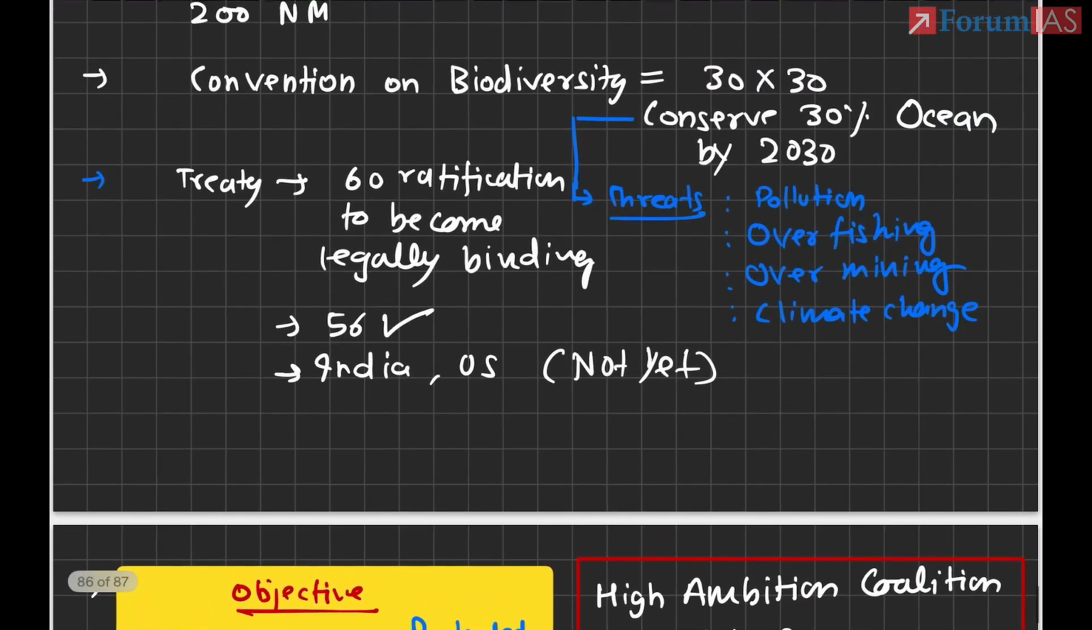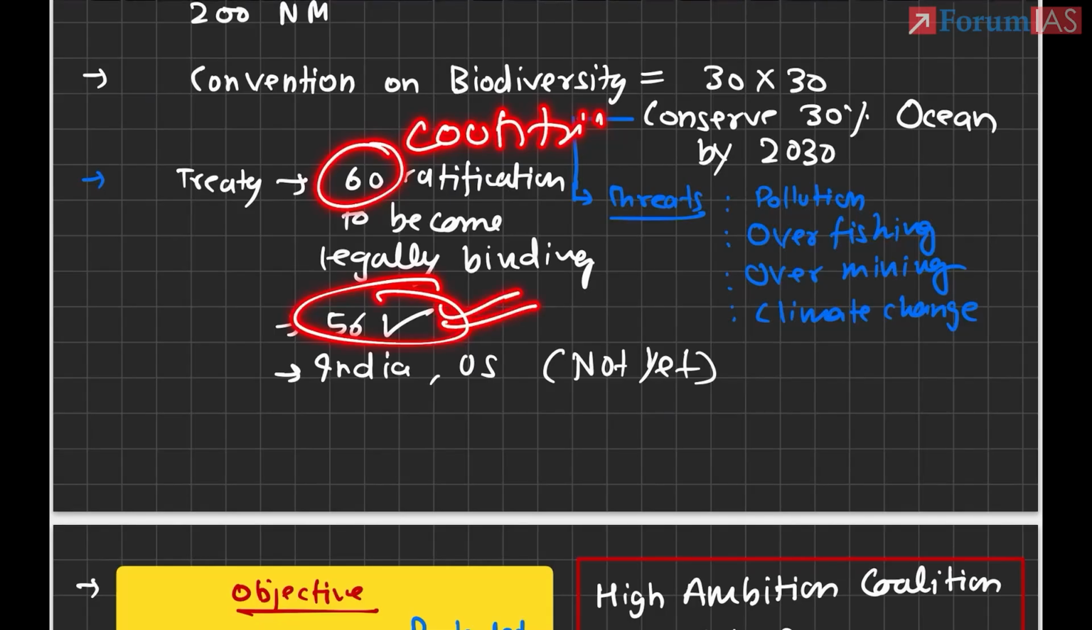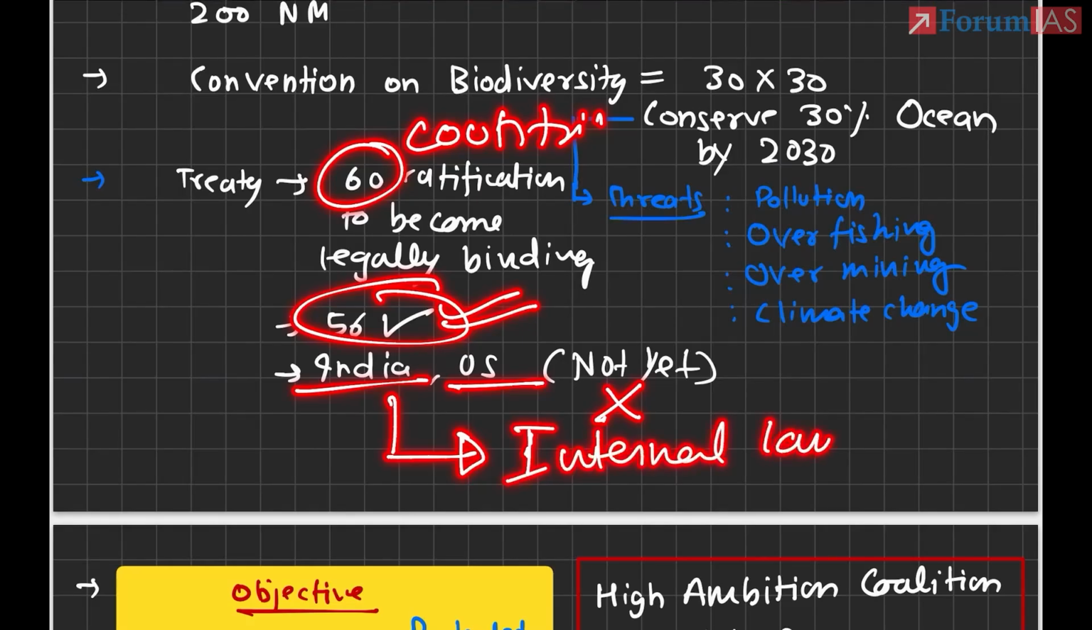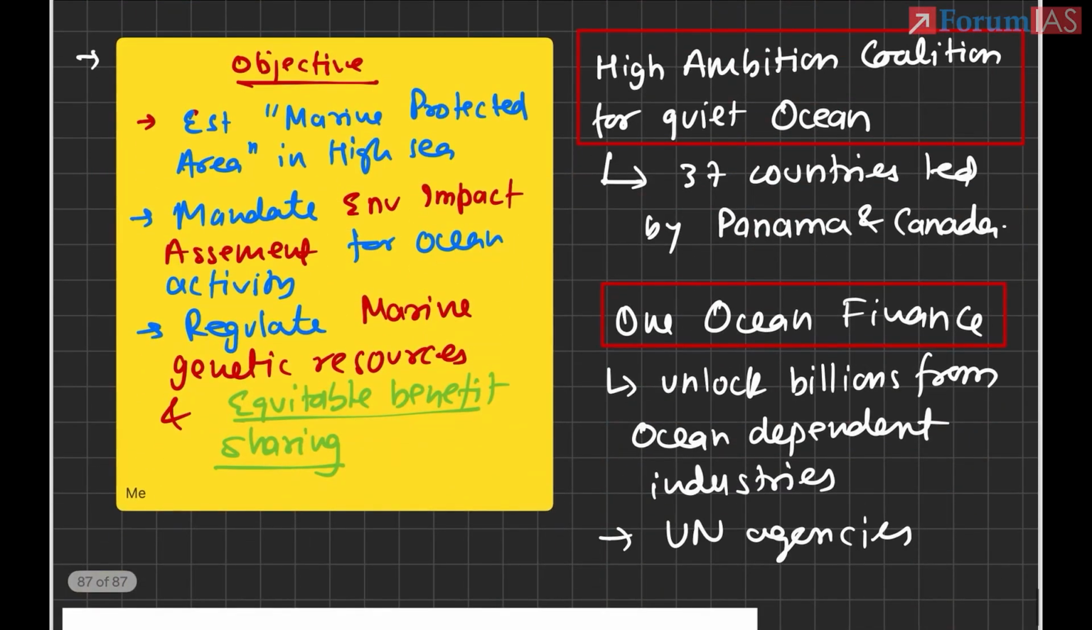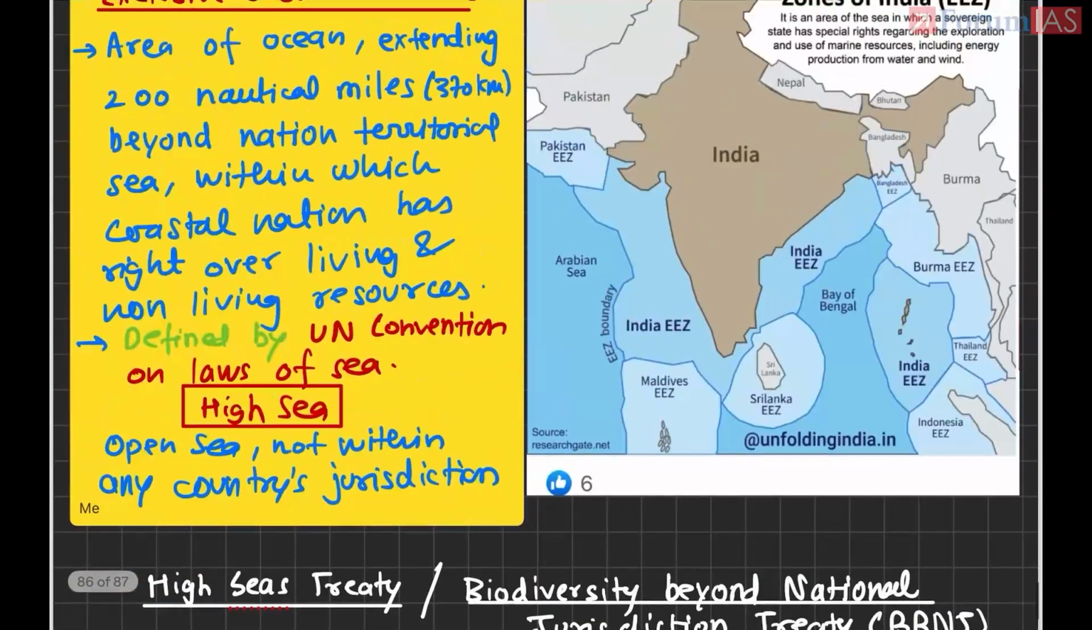Now, for this treaty to become legally binding, ratification by 60 countries is required. Now 56 countries have ratified. India and the US have not ratified till now, but they will, because for ratification, some changes in internal laws like biodiversity laws have to be completed, which is taking some time. It will be done in the monsoon session. So this is about the High Seas Treaty.